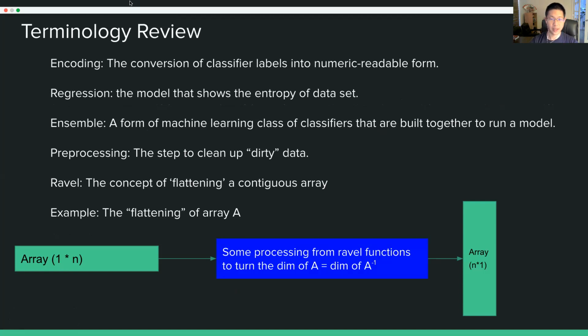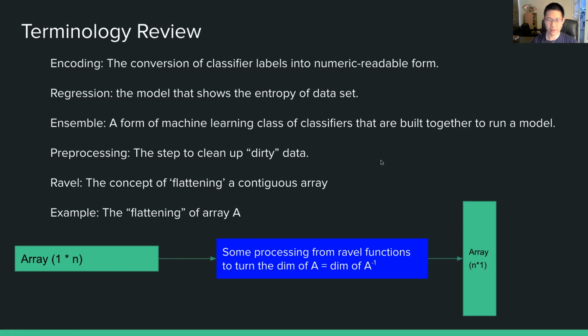Encoding is basically the conversion of a classifier label into a numeric, readable form. Regression is the model that shows the entropy of a data set, or basically the leftover of the data set. An ensemble is a class of machine learning classifiers built together to run a model, basically a collection of models to run. Pre-processing is the step to clean up dirty or unclean data. For example, NaN values, like null values, or even gibberish values, whatever, just get rid of them.